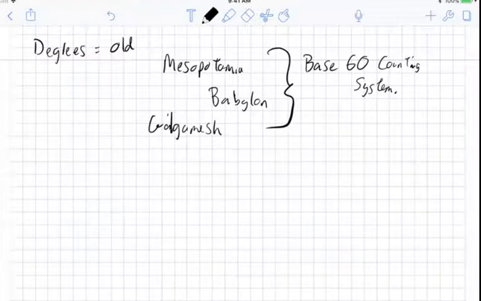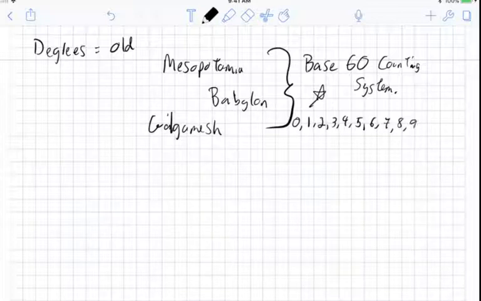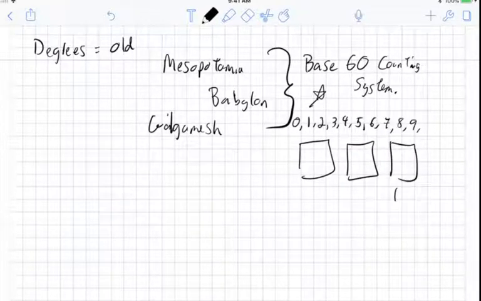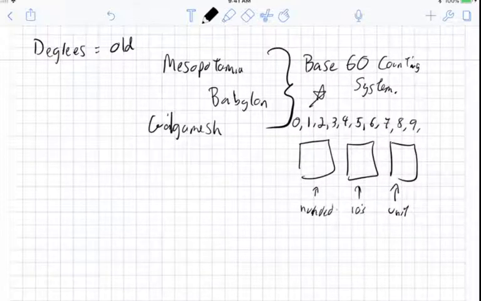So the Babylonians had a base 60 counting system. One way to explain that is that we have 10 different numbers, 10 different symbols, and we use placements, so that's units, and then tens, and then hundreds, and we write different symbols in each of these to represent different numbers.